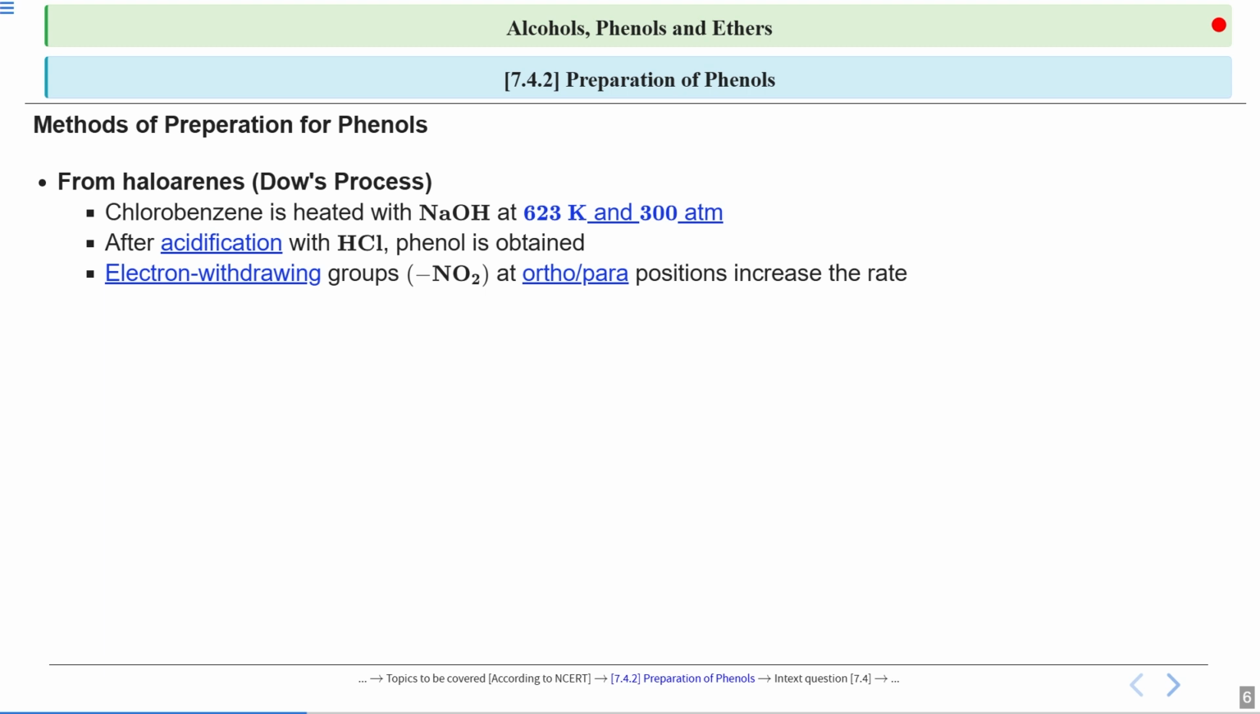And if there are electron withdrawing groups like NO2 that withdraw the electron density from the ring, and these are attached at the ortho and para positions, this increases the rate of this reaction.